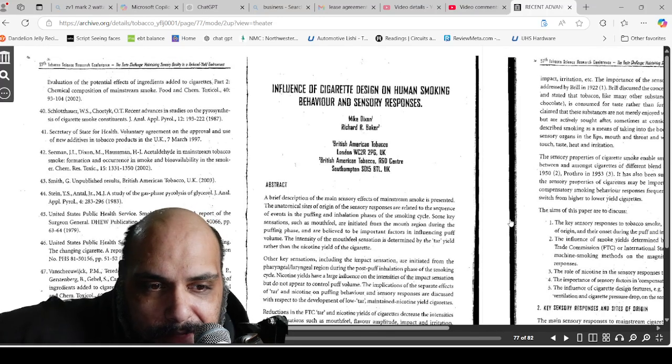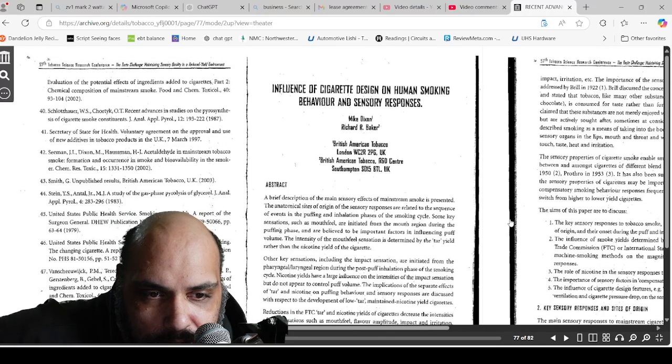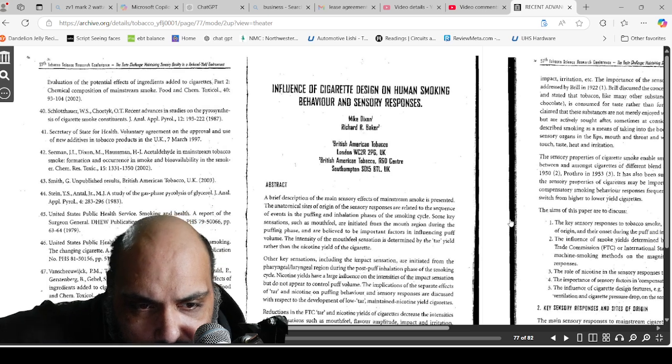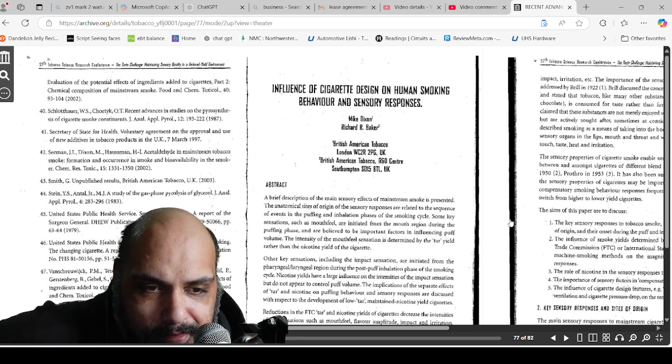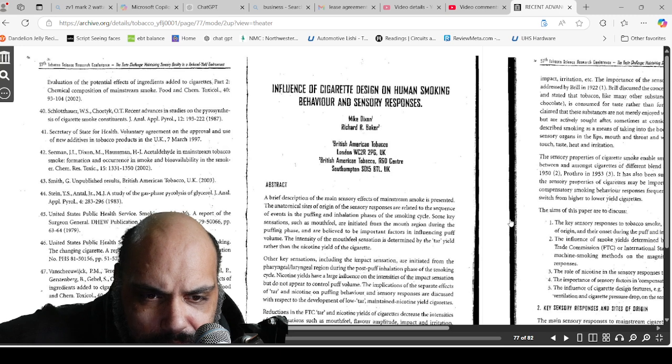57th Tobacco Science Research Conference. The Taste Challenge: maintained sensory quality in a reduced yield environment. Evaluate the potential effects of ingredients added to cigarettes. Part 2: Chemical compounds of mainstream smoke. Food and chemical toxicologists. Yeah, there's a lot of stuff.